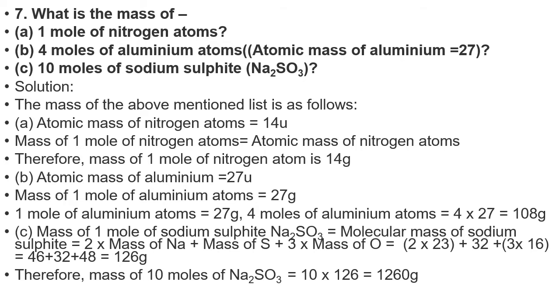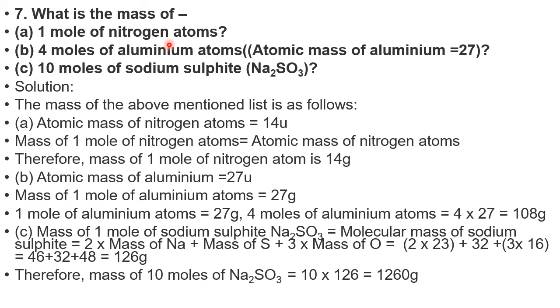What is the mass of 1 mole of nitrogen atoms? Okay, nitrogen atom is what? It is only N. If it is a nitrogen molecule, you take it as N2, because nitrogen occurs in the molecular form. Nitrogen, oxygen, hydrogen, chlorine, bromine occur in molecular form. But here, the question asks about one mole of nitrogen atoms, which means it is N only.